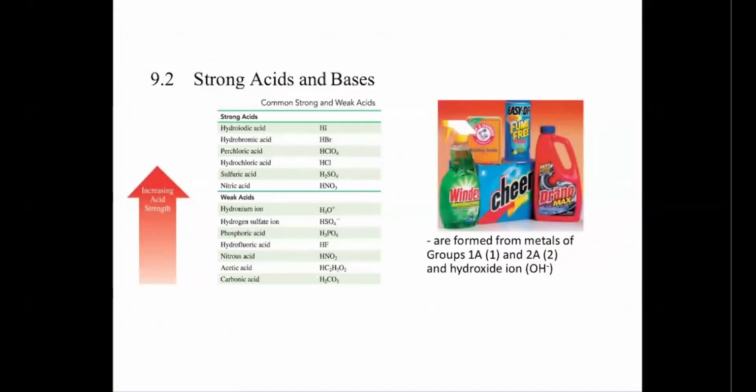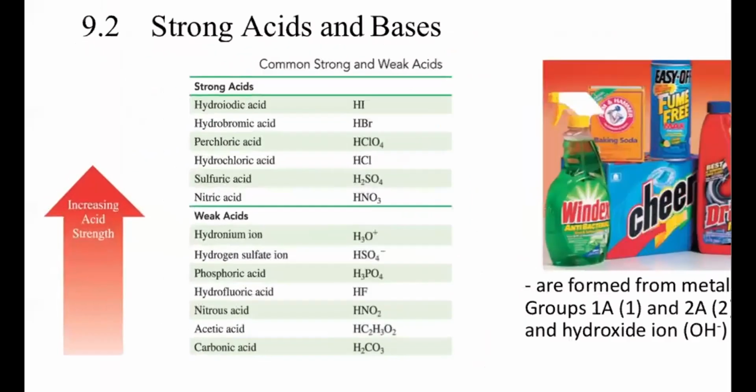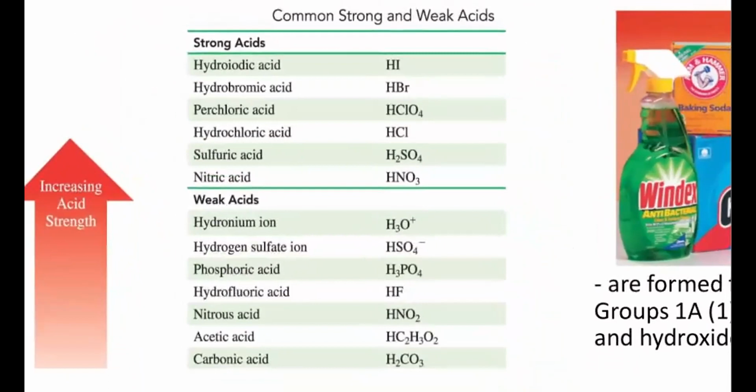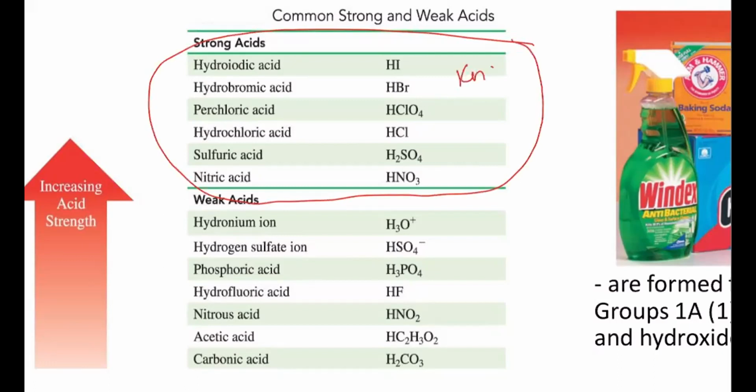Now, in section 9.2, we have the definition of strong acids and strong bases. In the following table, you have a sample on the left side of a list of acids. Let me specify that I need you to know this for the next exam, so have this slide available. You should know what the 6 strong acids are.